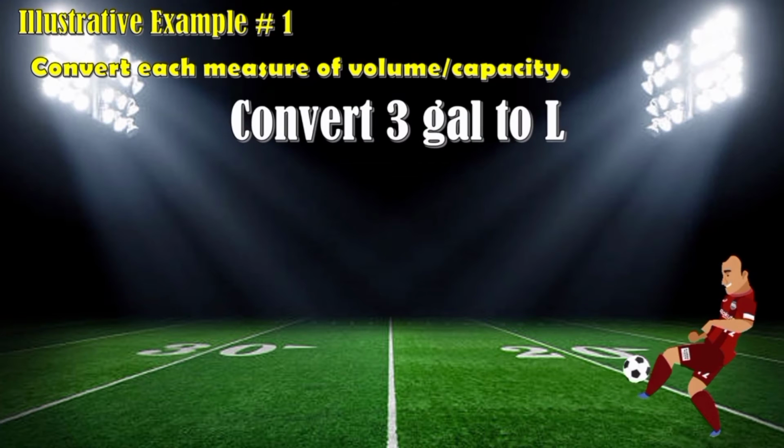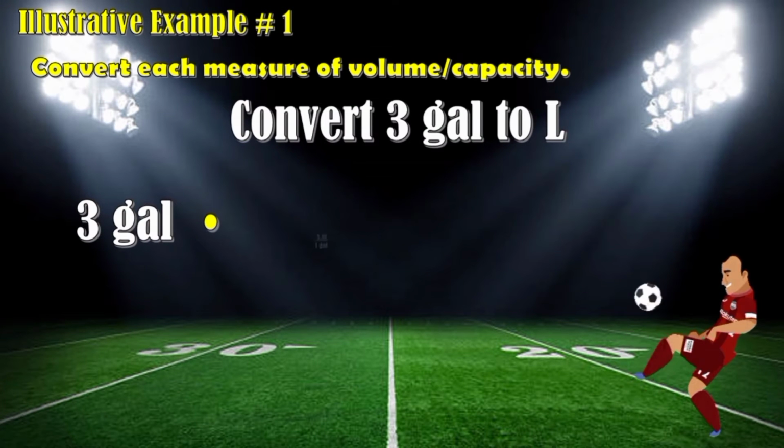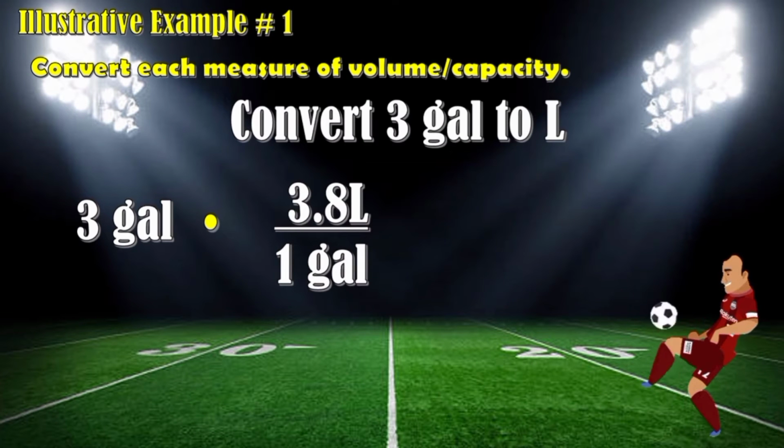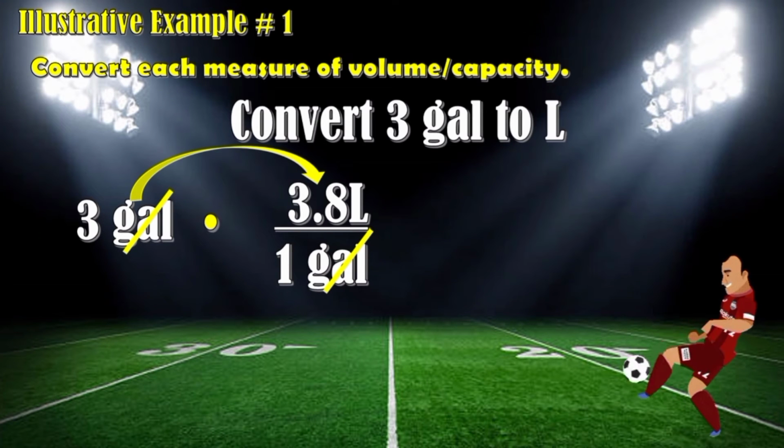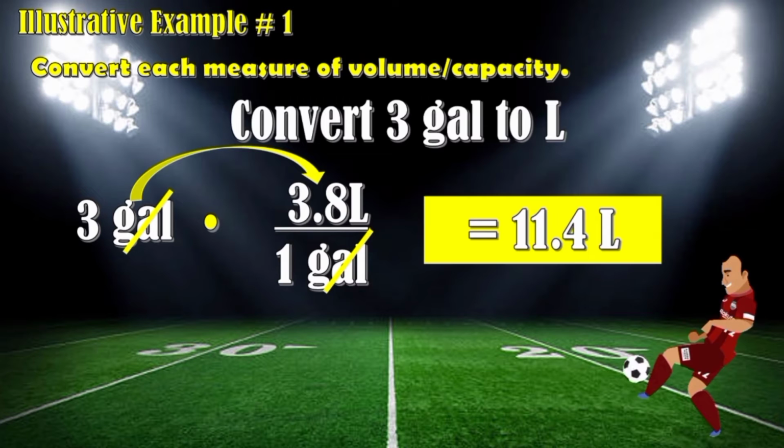Let's convert 3 gallons to liters. 3 gallons multiplied by the factor 3.8 liters over 1 gallon. Now let's cancel out gallons. Multiply 3 by 3.8 liters. So our final answer is 11.4 liters.